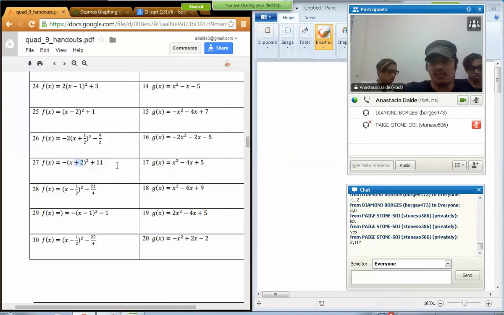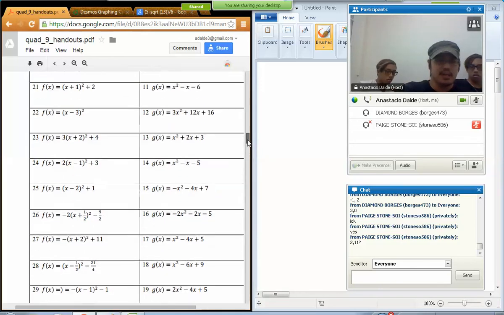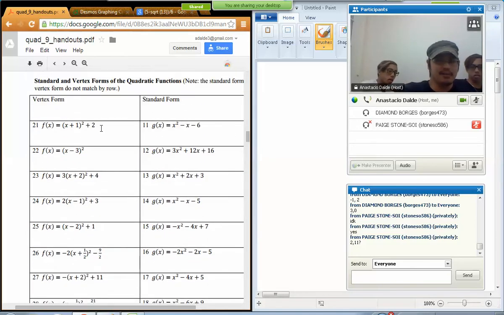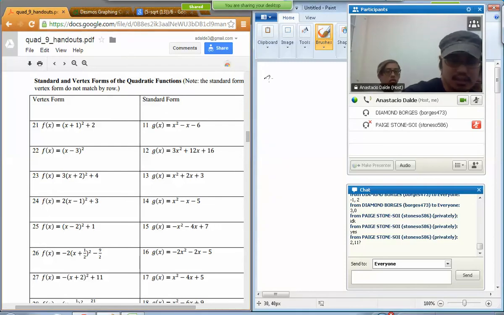This was just review. How do you get from, because apparently this is a matching game, and you have to match this one on the left side to the one on the right side? What is it in vertex form and an equivalent in standard form? I think the way I would do it is I would just multiply out this vertex form and then figure out which one matches. You see what I mean? Like, let's choose one. Let's do the 23. It was 3 times x plus 2 squared plus 4. I would just multiply this out.